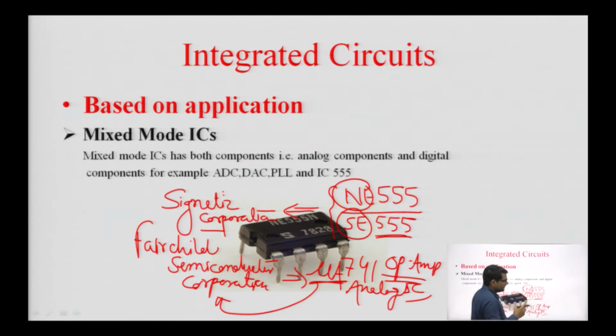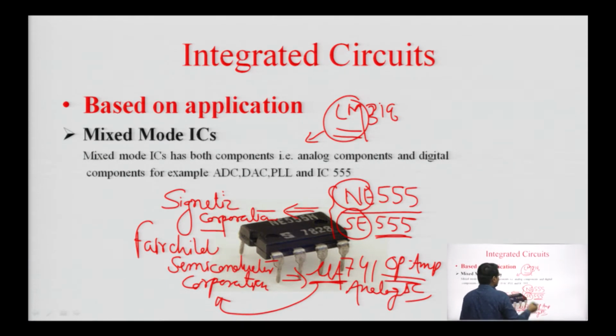In a similar fashion, if National Semiconductor makes an IC for an operational amplifier, then we give the name LM318. LM defines this IC as made by National Semiconductor. Okay.